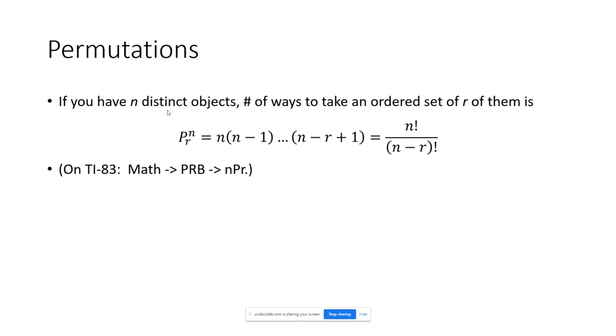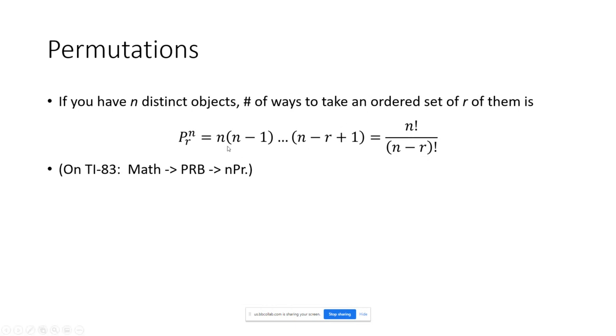So this is an example of a permutation where if you have n distinct objects, so all the letters in this case were different, then the number of ways to take an ordered set of r of them is given by this formula. So in the example we just did, n was 4. We had 4 letters total. We wanted to take 4 of them out of the hat. We wanted to take them all out of the hat, so r was 4. And we were interested in the order. The order mattered, so it was an ordered set.